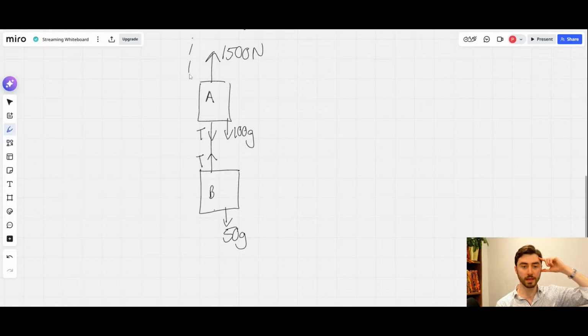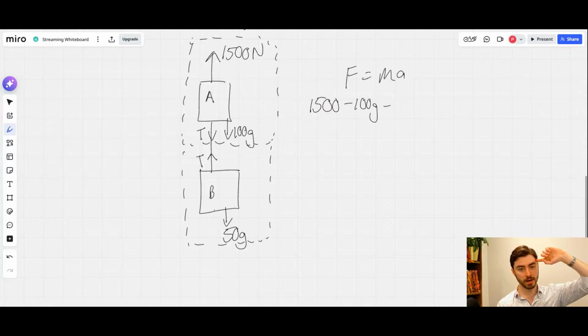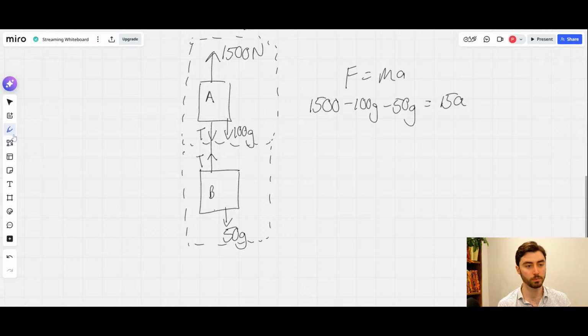Now, it's really important, as always, to make sure you isolate your individual bodies and understand the forces acting on them. We can consider the full system, or we can consider object A in isolation and object B in isolation. The trickiest part in any of these is making sure you've identified every single force acting on each object. Here, if we're trying to work out this tension, let's first consider the system as a whole, because then F equals ma turns into 1500 acting up minus 100G minus 50G equals the total mass of 150 times the acceleration.